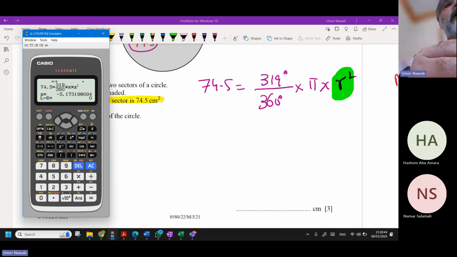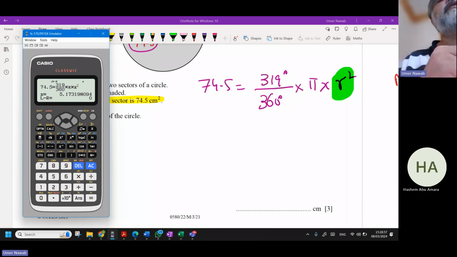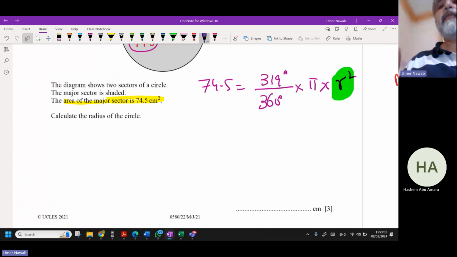So there is something wrong, guys. My radius is becoming negative. So why is my answer becoming negative? I need to change my guess closer, and you just write here 10, because my answer should be positive. So my answer is 5.17. Just change your guess, but the radius cannot be negative. So 5.17, my calculator gave me the answer.